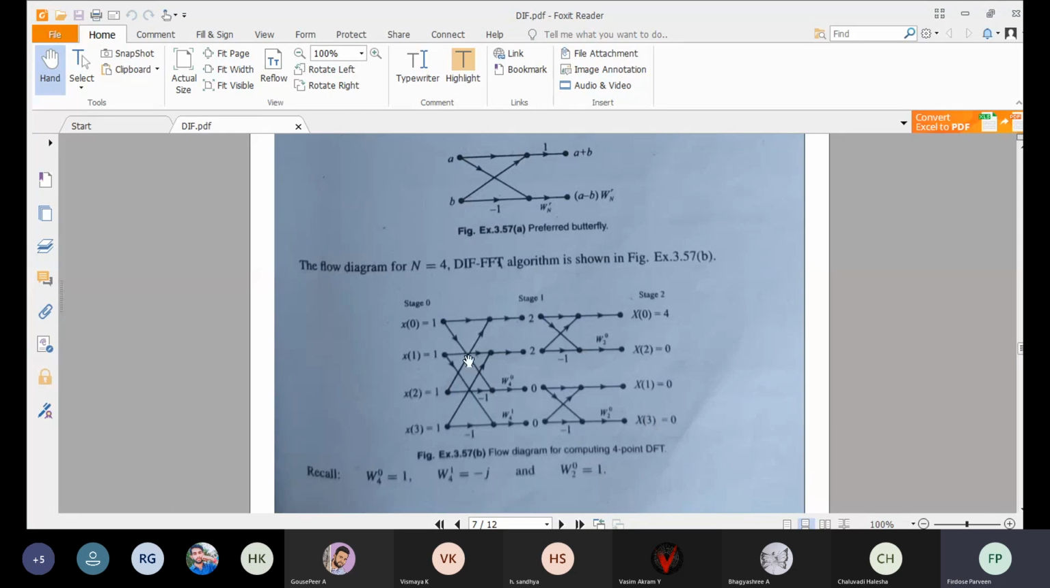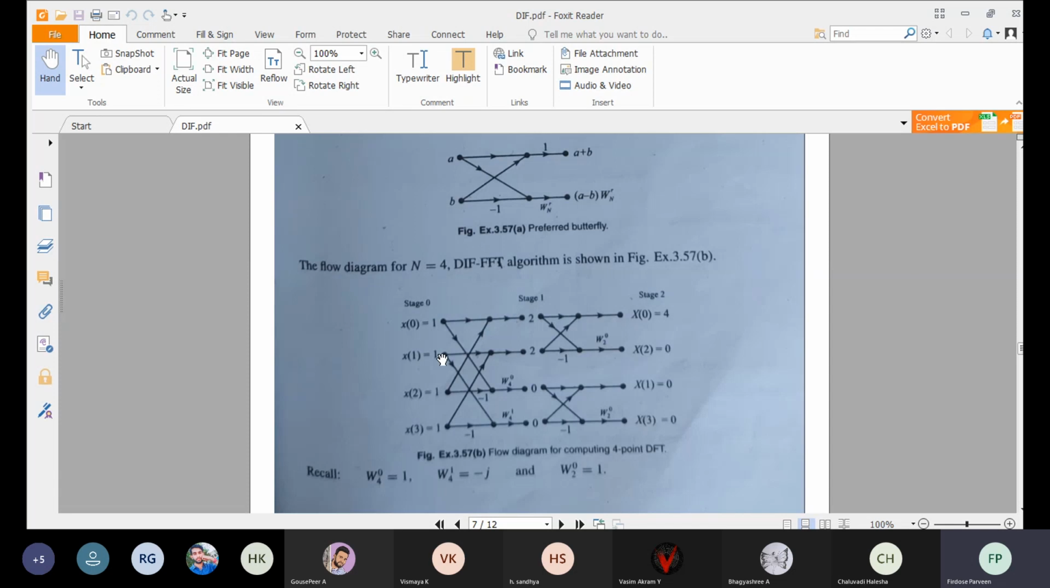Now it is 4 point. 4 point means how many stages will you be having? You will be having 2 stages. This one will be the first stage and this one will be the second stage. Now in decimation in frequency, if it is 4 point DFT, the first stage will be 4 point, then 2 point.